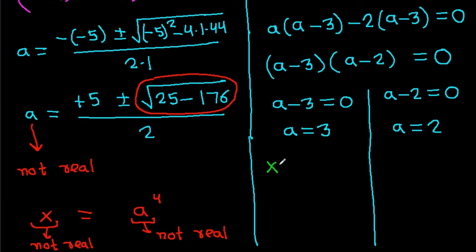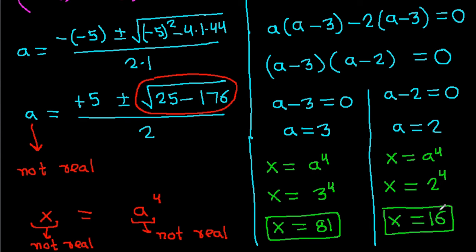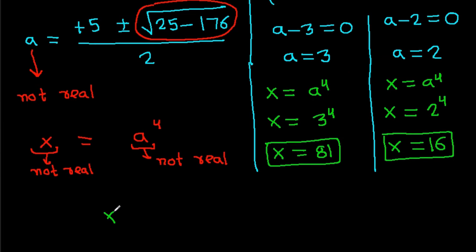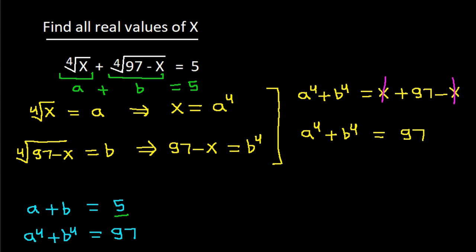And we have x is a power 4, so x will be 3 power 4, so x will be equal to 81. And we have x is a power 4, so x will be equal to a is 2 power 4, so x will be equal to 16. So we get x is 16 and 81.